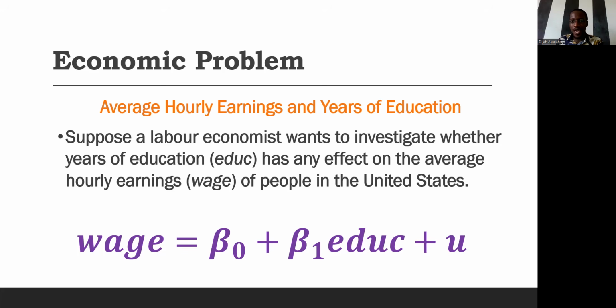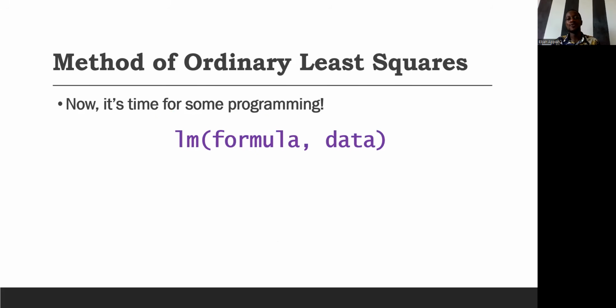Of course, we have the error term there, the u term, which is the unobserved factor. There are other factors that can also affect wage, but we're not capturing them there, so they are deposited into the u parameter. So how do we estimate this?